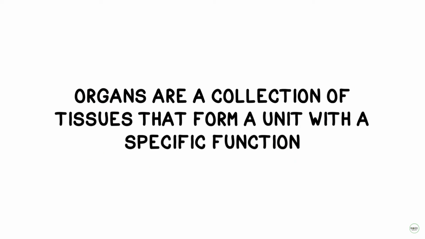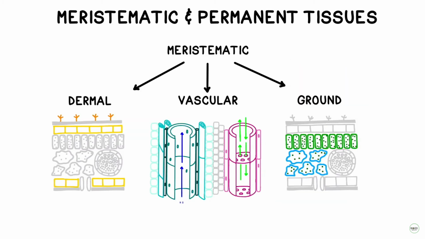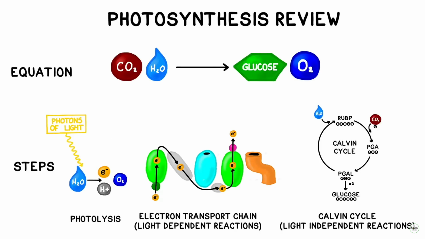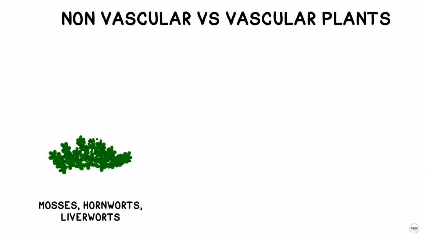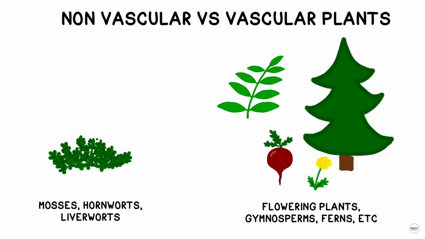Organs are a collection of tissues that form a unit with a specific function, for instance, the stomach in humans or a single leaf in a plant. Plants also contain specialized tissues and cells, but these will be covered in another video. Plants are multicellular eukaryotic organisms. Most survive by absorbing water and nutrients from their environment and by harnessing energy from the sun in a process known as photosynthesis. Plants are generally split into two major categories: non-vascular plants and vascular plants.